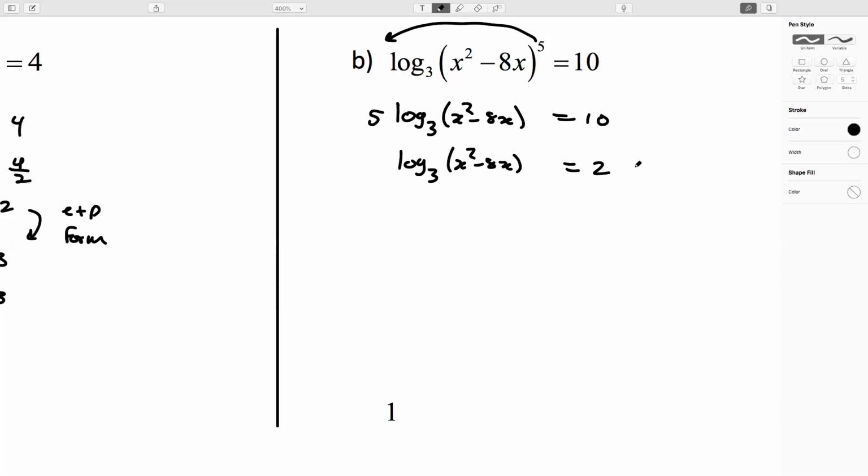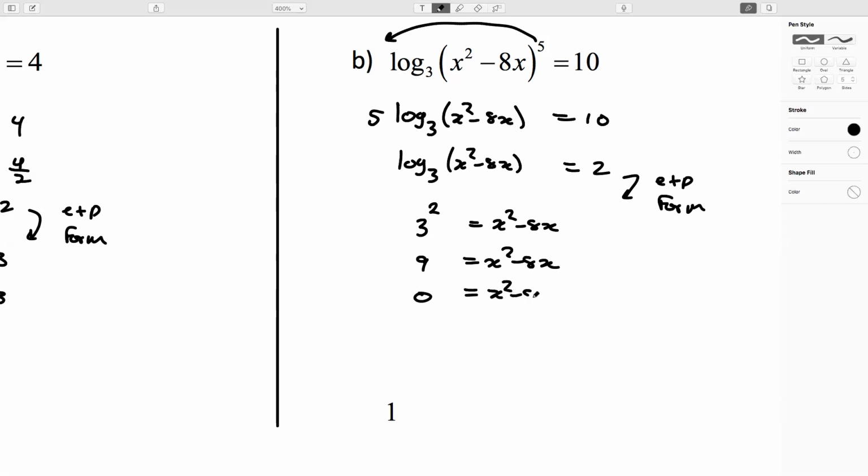We can now go to exponential form. This base to this power must equal the argument. So 3 squared has to equal x squared minus 8x. 9 equals x squared minus 8x, or 0 equals x squared minus 8x minus 9.